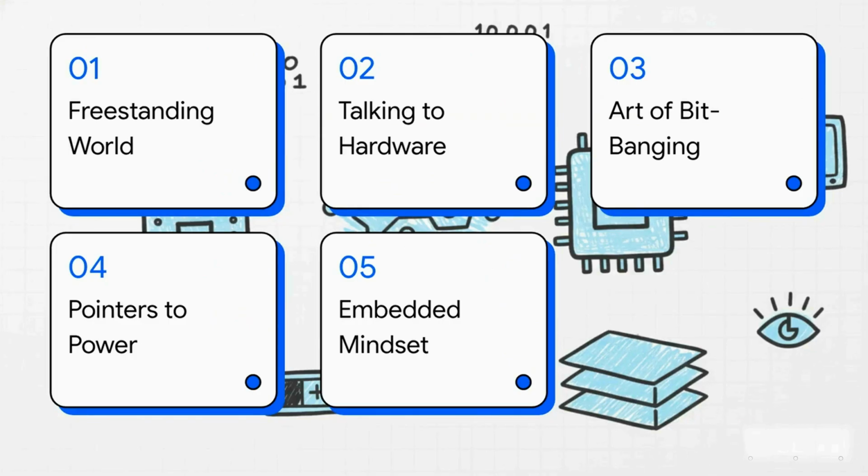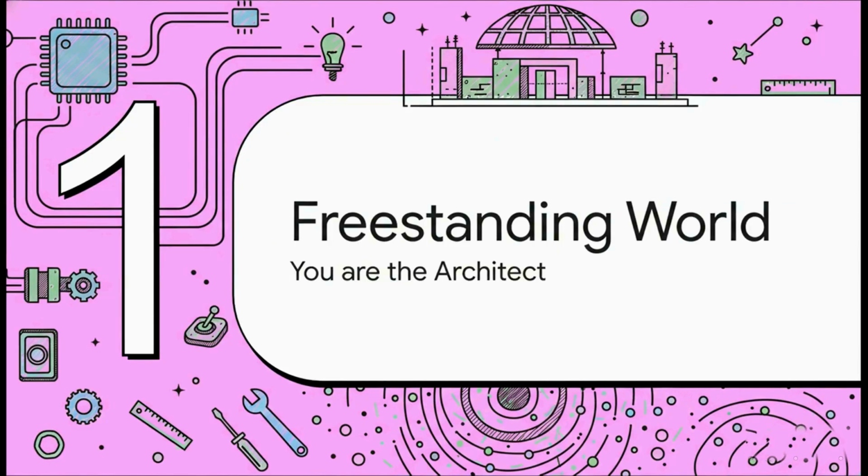So to really get this, we're going to go on a little journey, peeling back the layers one by one. First, we'll nail down that distinction between regular C and embedded C. Then, we'll explore that freestanding world, learn how to talk directly to the hardware, get good at bit manipulation, and unlock the absolute superpower of pointers. I promise, by the end of this, you're going to have a whole new embedded mindset. Let's do this.